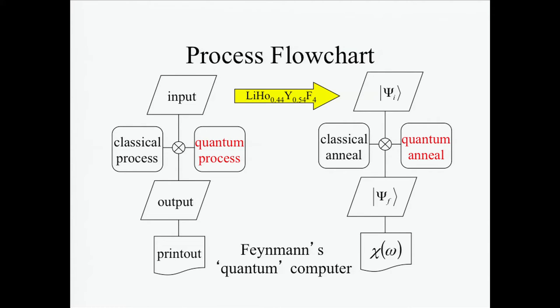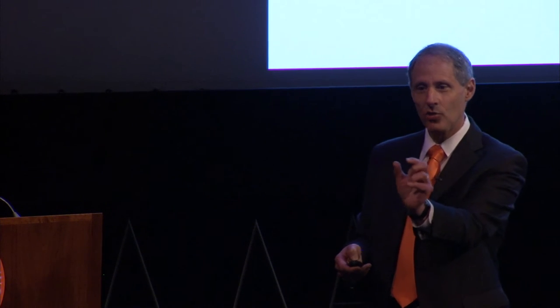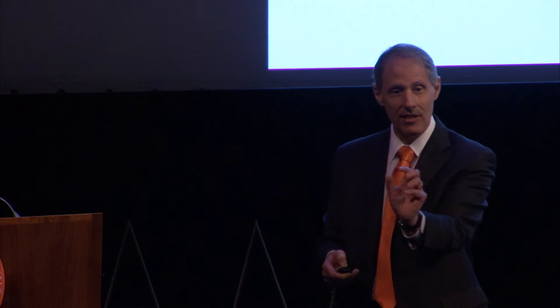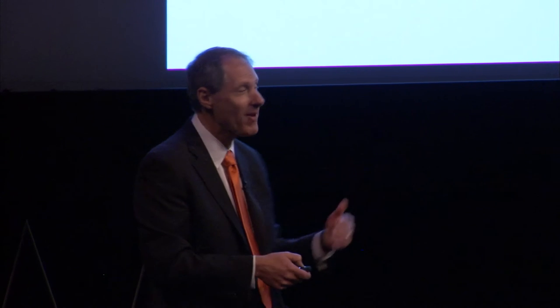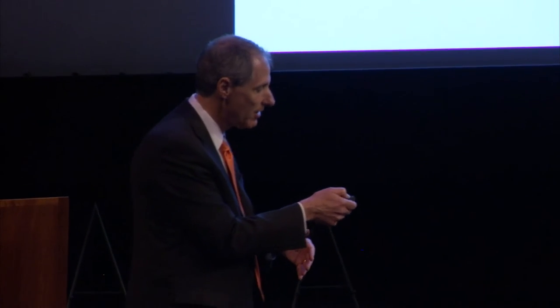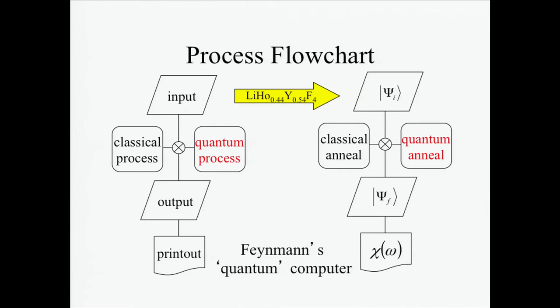This material is particularly nice because I can turn a knob and tune it classically. That is, I can change temperature. And I can take a quantum knob and tune it using a magnetic field, where I increase the tunneling, the ability to pop through those barriers independently. And I wind up in a final state. I have an initial state, a final state, and then I have to read it. I'm going to read it with something called the magnetic susceptibility.